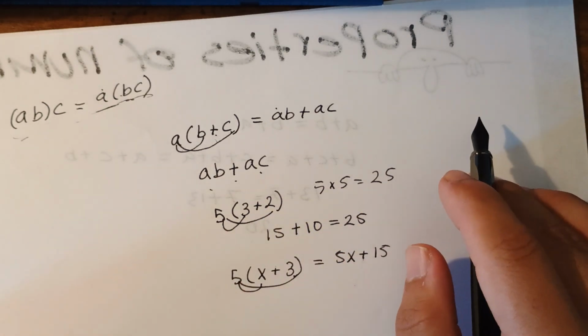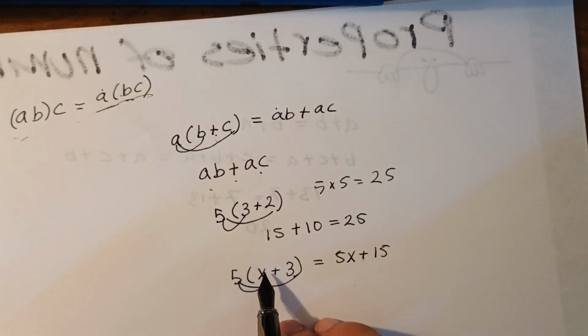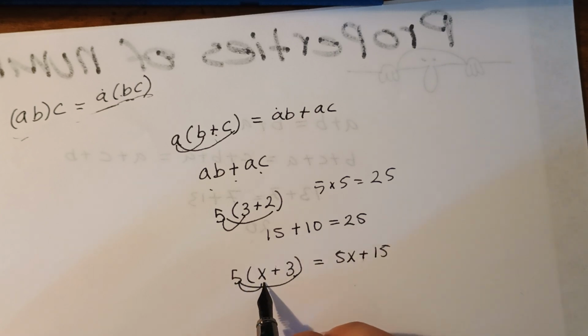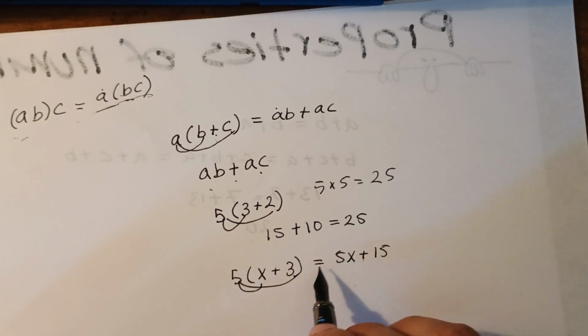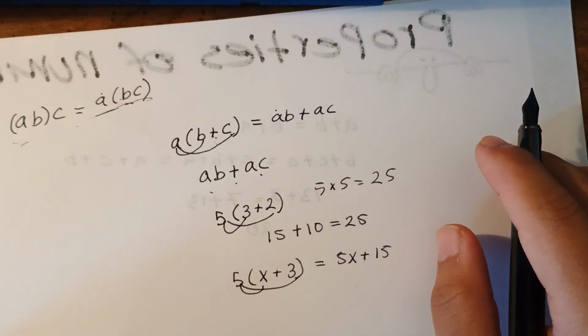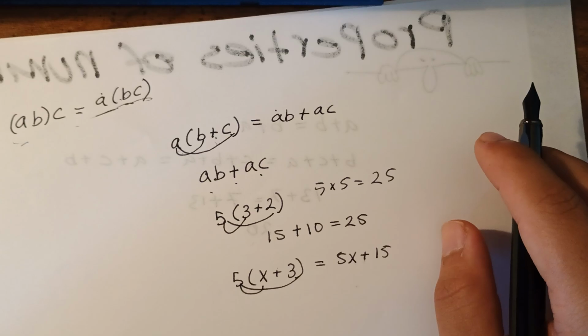And again, if you had more than just two terms here, like if you had x plus 3 plus blah, blah, blah, you would just do 5 times this, 5 times that, 5 times the next thing, and then 5 times the next thing until you're done. So yeah, that's the distributive property of multiplication over addition.